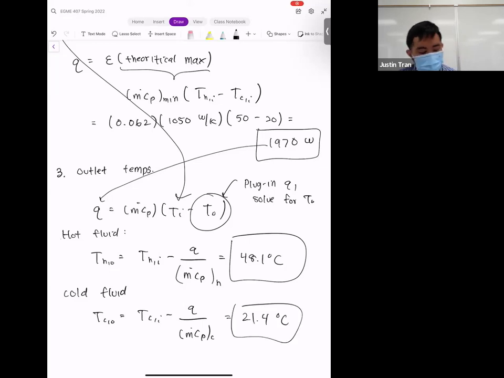We do the exact same thing for the cold fluid, and we end up with an outlet temperature of 21.4 degrees C. It looks like our fluid temperatures are barely changing. Our hot fluid started at 50 degrees C, and it only cooled down about 2 degrees Celsius, down to 48. Meanwhile, our cold fluid started at 20 degrees C, and we only heated up about 1.5 degrees Celsius. It looks like we barely did anything. But remember, our effectiveness is only 6%.